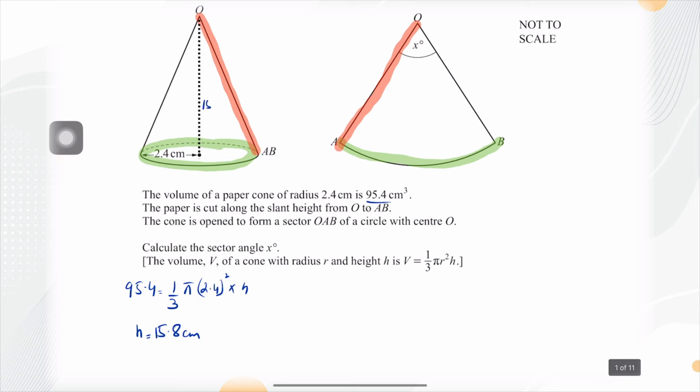Now, how do you think the height and the radius will help me find out the slant height?